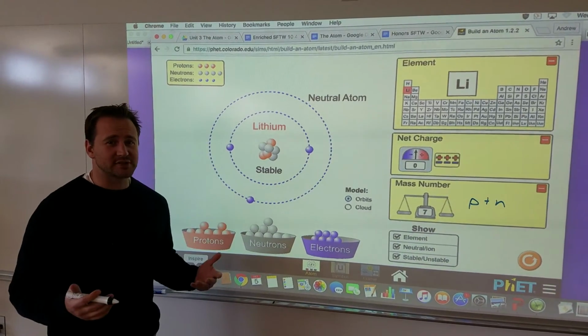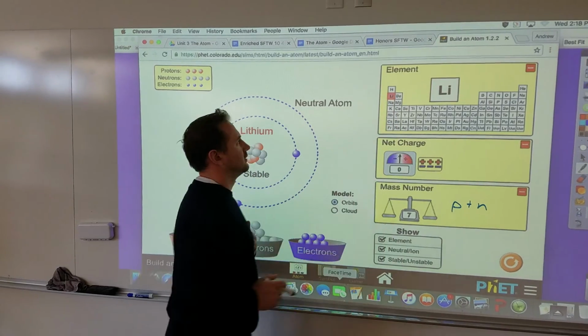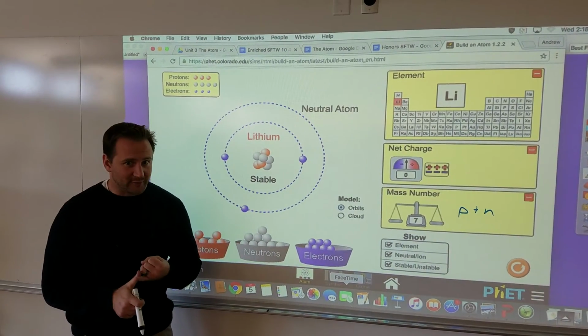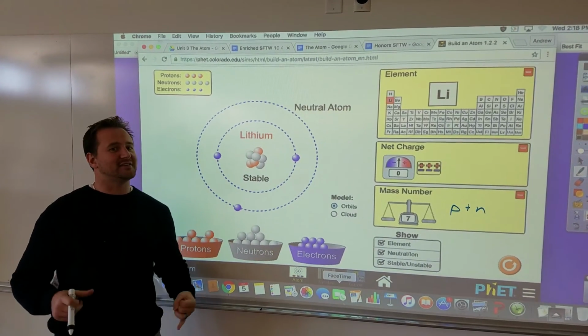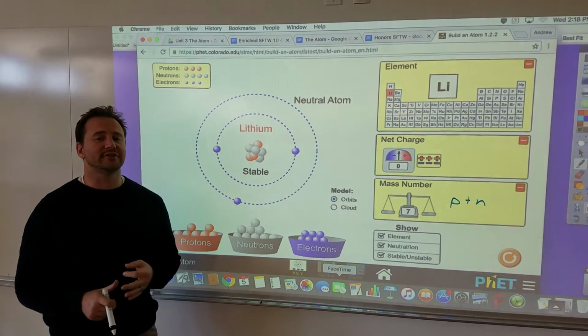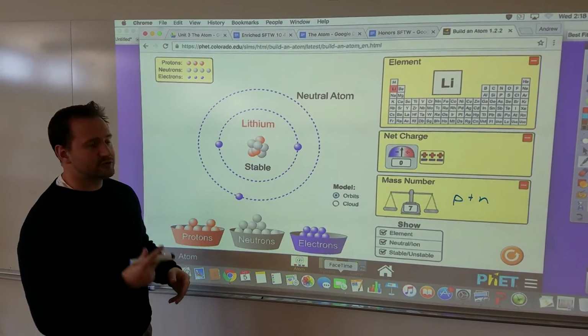Its atomic number is 3, and that dictates where it is in the periodic table. Okay? All lithium atoms have 3 protons. If it does not have 3 protons, it is not lithium. However, lithium can vary in the number of neutrons it has. It can be found in 2 forms.